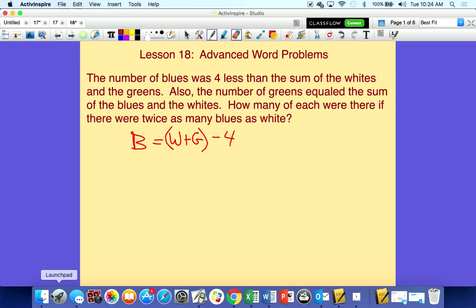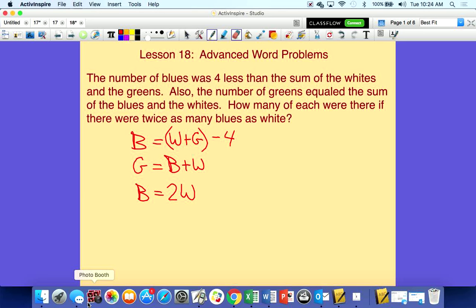Also, the number of greens equaled the sum of the blues and the whites. How many of each were there? If there were twice as many blues as whites, so there's more blues than whites, then B would have to equal 2W. Now there's lots of different ways to do this.